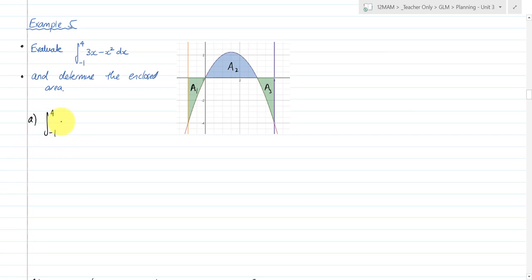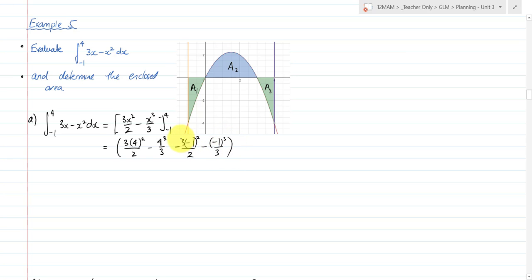4 to negative 1 of 3x minus x squared dx. Well, that's equal to 3x squared over 2 minus x cubed over 3 between 4 and negative 1, and that's equal to 3 times 4 squared over 2 minus 4 cubed over 3 minus negative 1 squared, 3 times that, over 2 minus negative 1 cubed over 3.